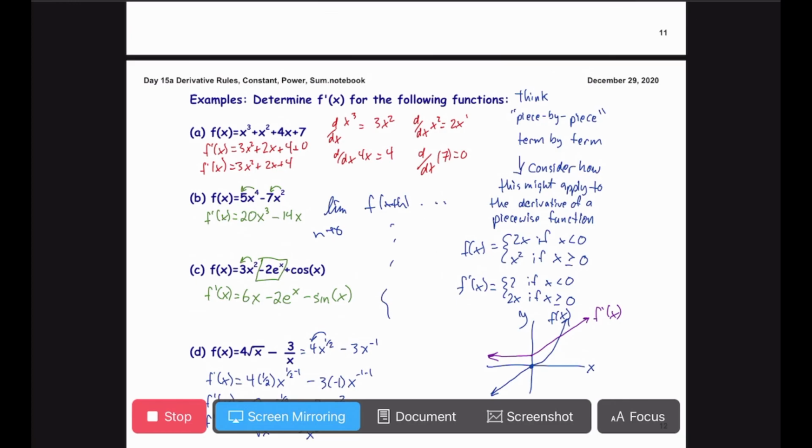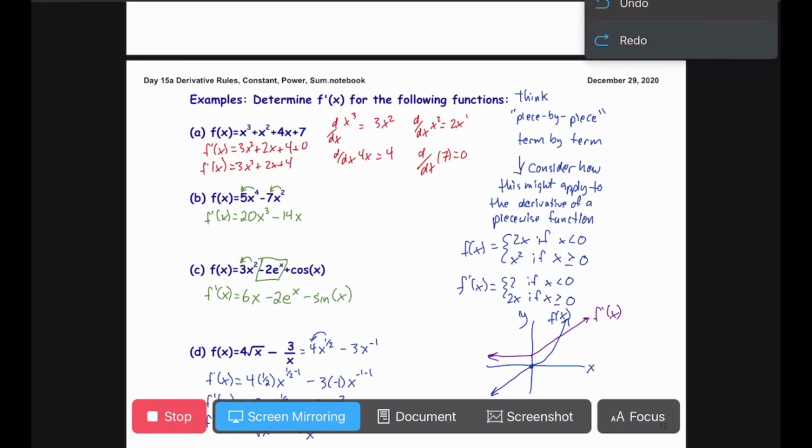So that was important to get foundational knowledge and understand how and why this works. But now that we have done that and observed patterns, we can go ahead and start using the shortcuts and making our life a lot easier.